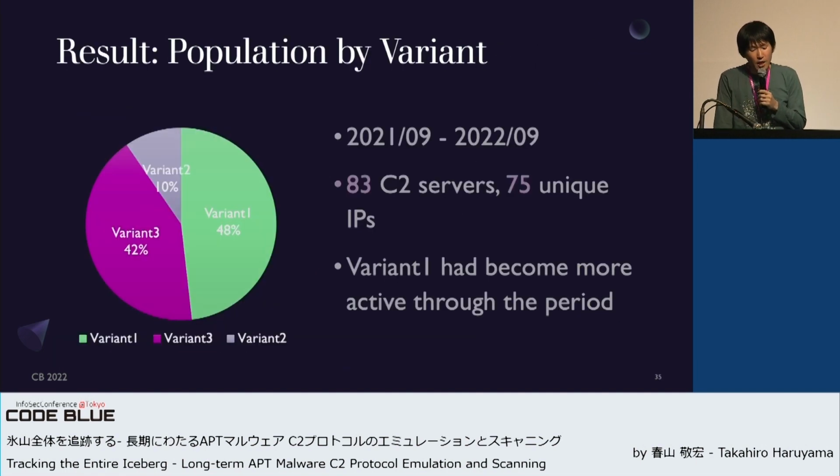This graph is a population by shadow path variant. I've scanned shadow path C2 servers since September last year. And so far, I've identified 83 C2 servers in total. During the tracking period, variant 1 had become more active.